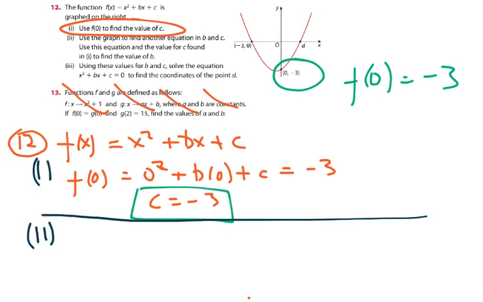Okay, the next part, part 2, it says use the graph to find another equation in b and c. So I'm going to use f of minus 3 this time. We know that f of minus 3 is equal to 0.